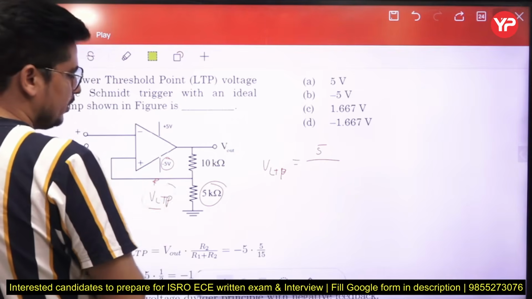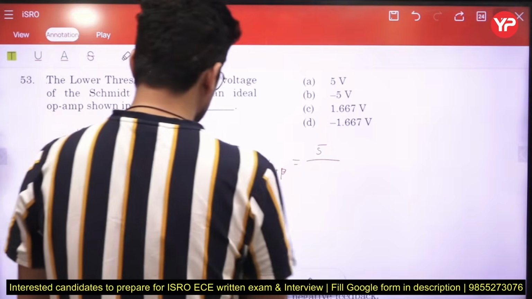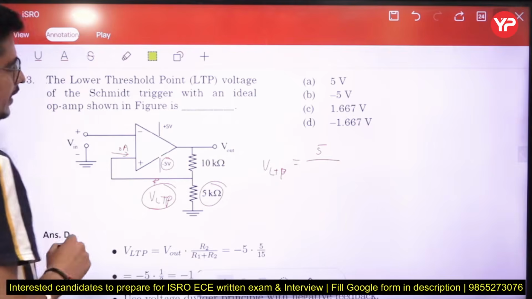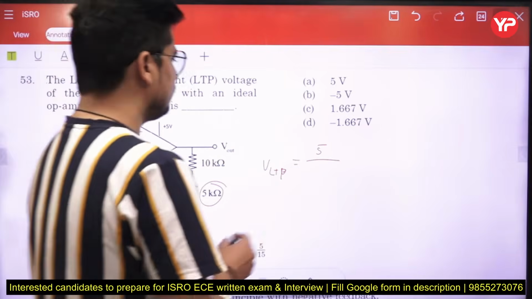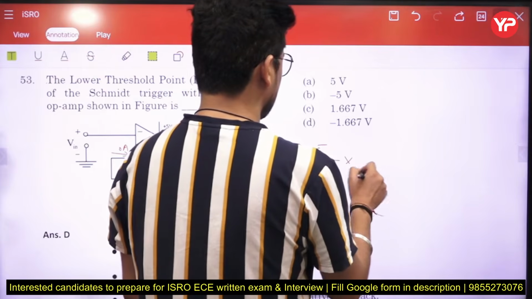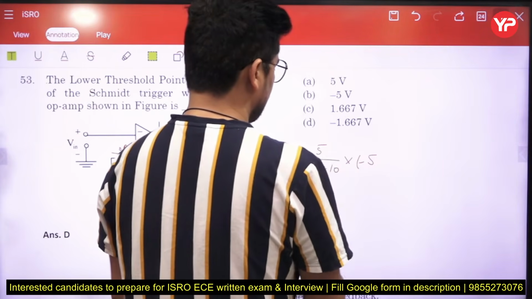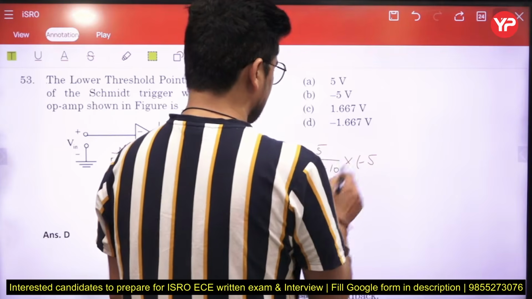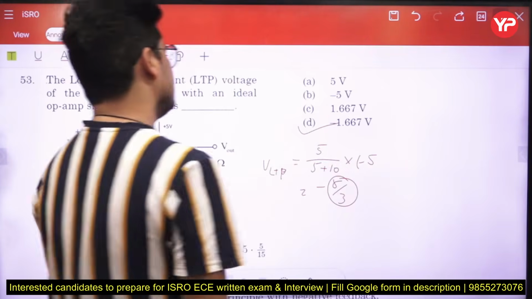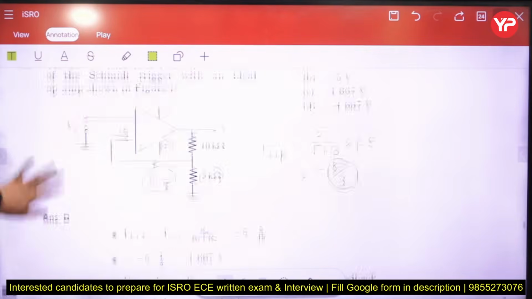When you are calculating the lower threshold point voltage, you have to use the voltage division rule because 0 ampere current will go inside the op amp. So we can directly apply the voltage division rule: 5 divided by 5 plus 10, into -5. So that is going to be 15, and 3, that is -5 by 3, that is going to be -1.667. The answer will be true for this question.